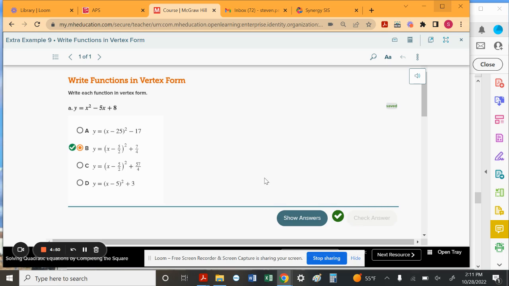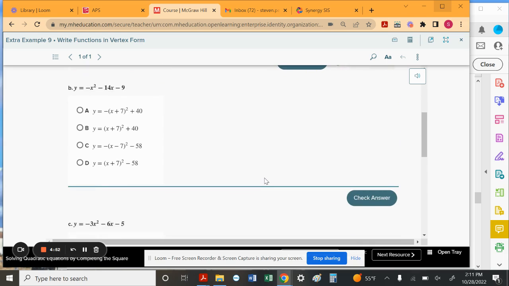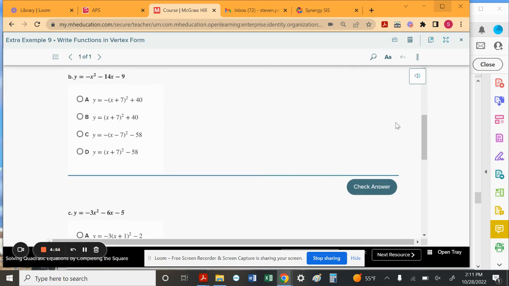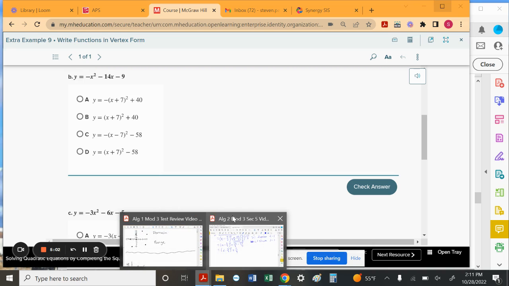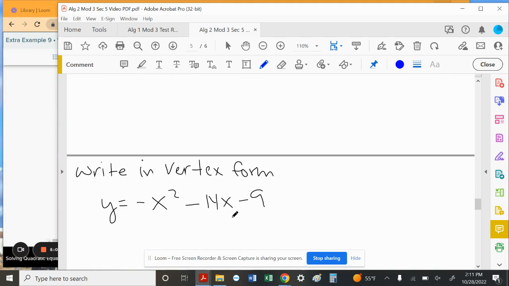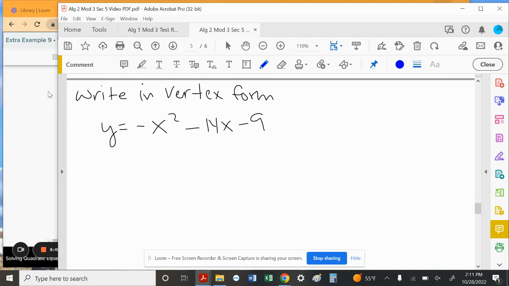Okay, so we got that one right. Okay, now we're going to come down here. We're going to look at this one: minus x squared minus 14x minus 9. So we have a negative in front. So when we have a negative in front, we're going to have to take out the negative.